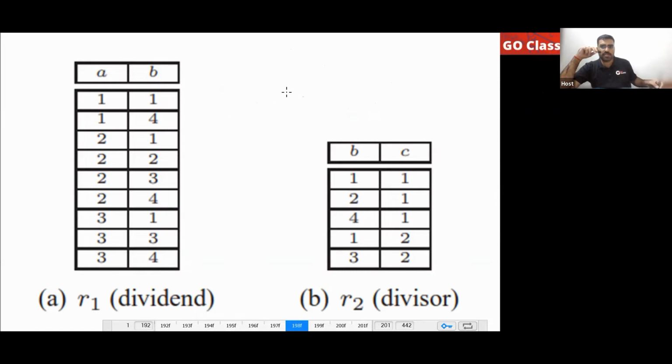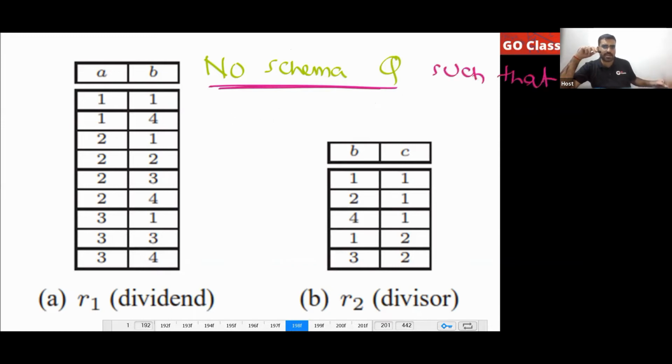The logic is very simple, that you can notice there is no schema Q, yes or no? Forget about relation. There is no schema Q such that Q cross R2 can be a subset of R1. Agree or not? There is no such schema. You don't even have a schema. Forget about the relation, forget about the instance. There is no schema such that you can have this. Agree or not? Yes or no?